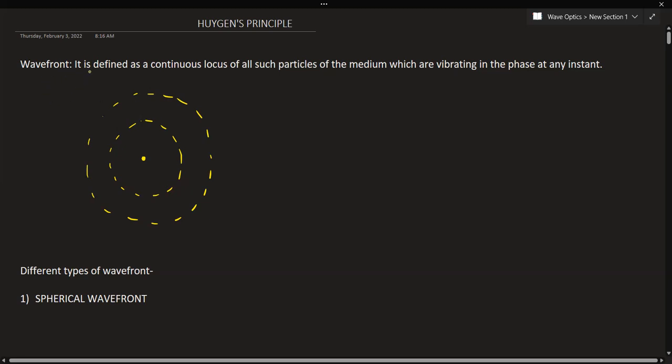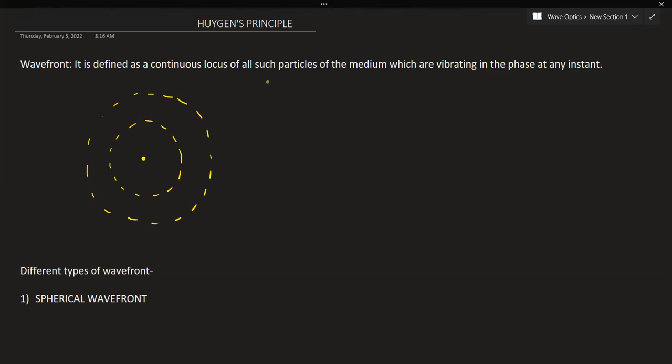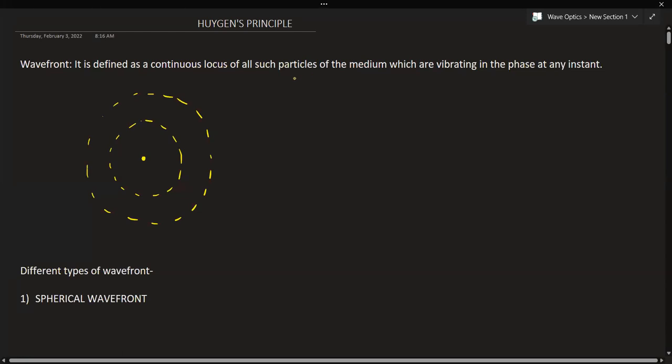So a wavefront is defined as a continuous locus of all the particles of the medium which are vibrating in the same phase at any instant. A wavefront is a surface of constant phase, meaning the phase does not change, the phase remains the same. And the speed with which the wavefront moves outwards from the source is known as the phase speed. So a wavefront is a continuous locus of all such particles.